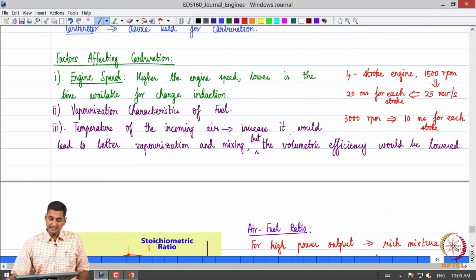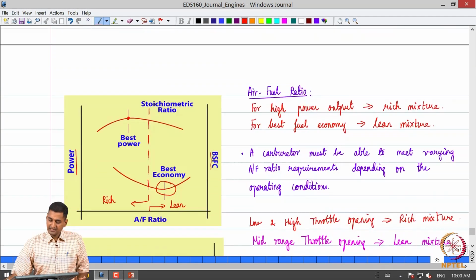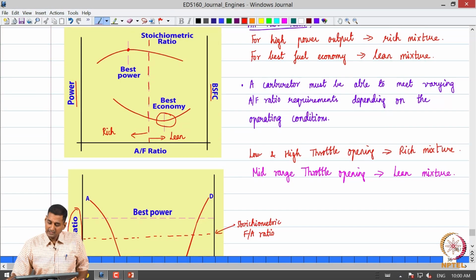So, yesterday we started with the process of carburation, which is nothing but the process of formation of a combustible fuel air mixture and its subsequent introduction into the combustion chamber, to enable combustion. We looked at the factors that affected carburation and what type of mixtures are required for getting the best power output and the best fuel economy.